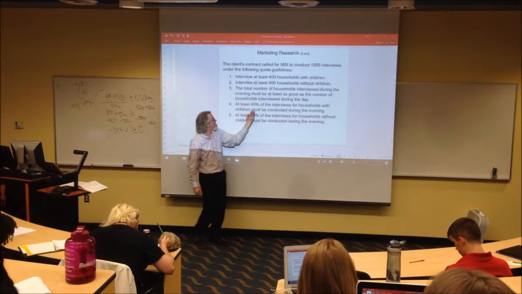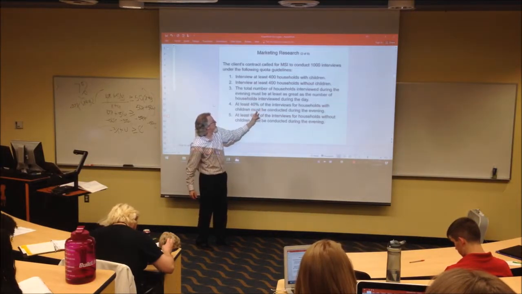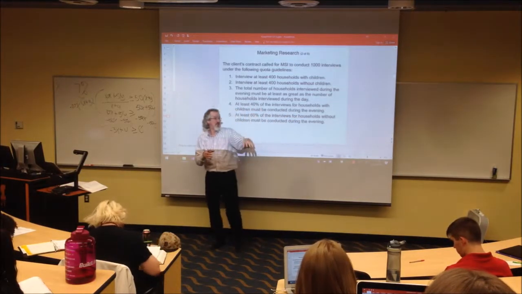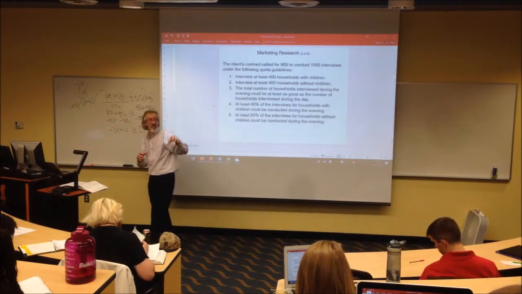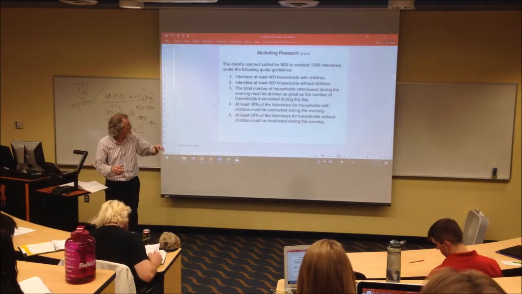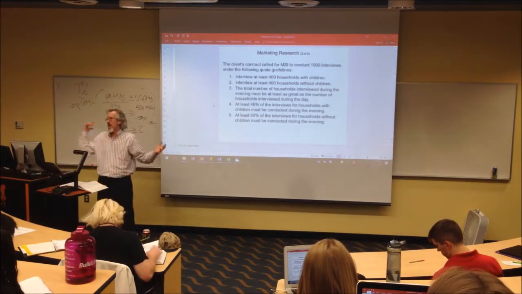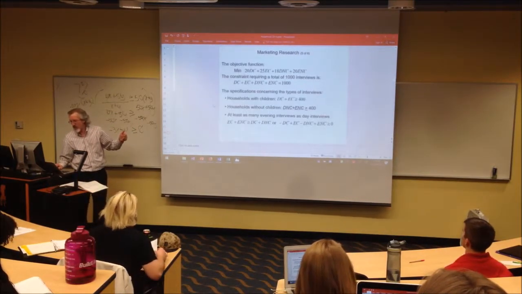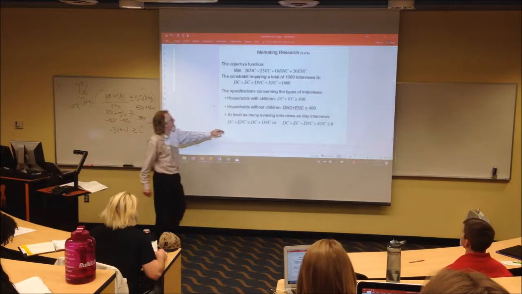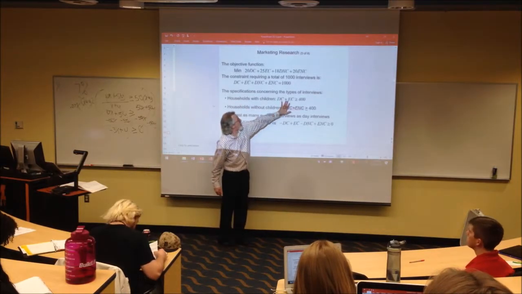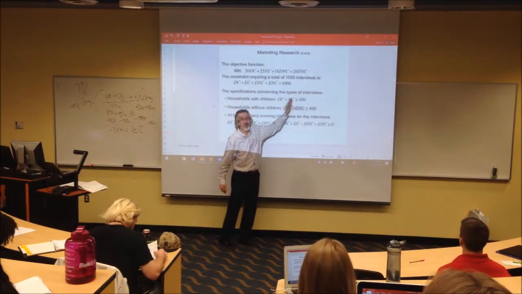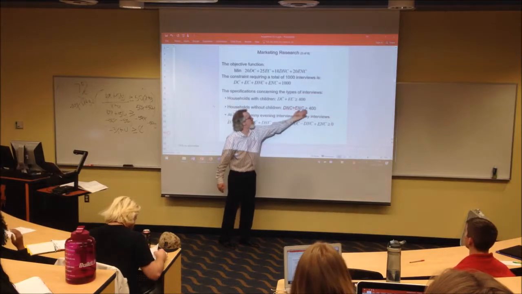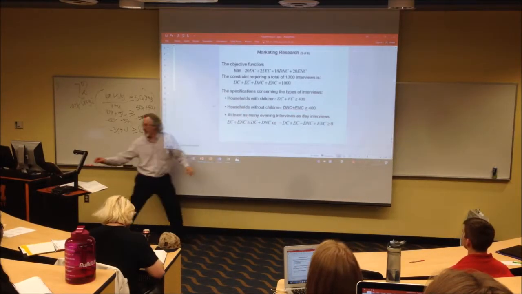The left side is that 40% of these interviews conducted with children need to be in the evening. The variable that represents households with children in the evenings goes on the left. We did these already, and they're all right here, so that's why I'm not rewriting them all. So here, with children, we have to be over 400. Without children, over 400. We skipped this one for a minute.